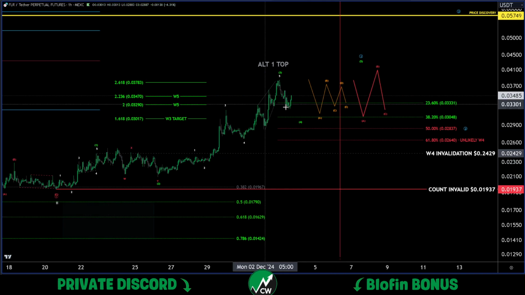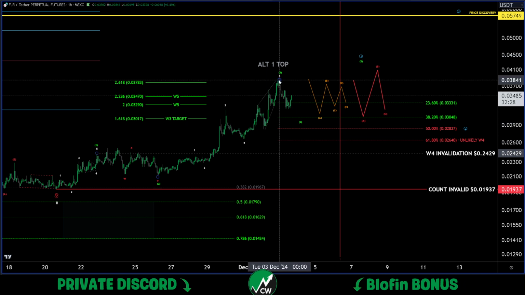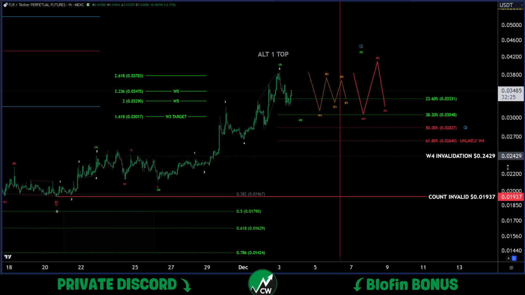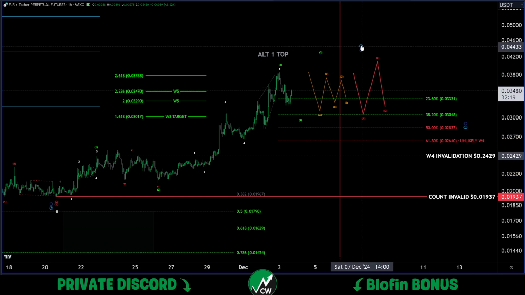Now there is an alt count where I can count this as a top. I would just change this to a running flat and get an ugly fifth wave. But ideally we get a fourth wave here in green and a fifth to complete our wave one.